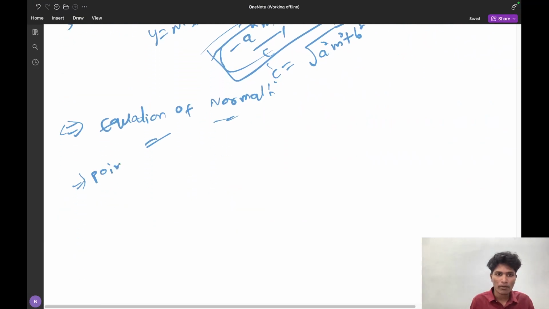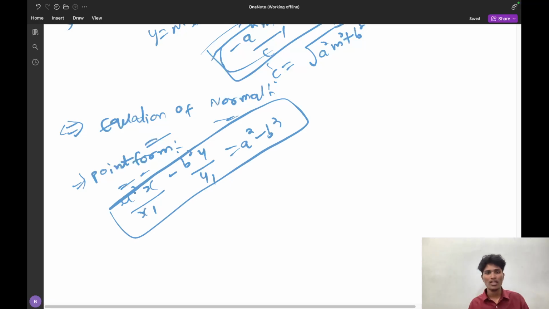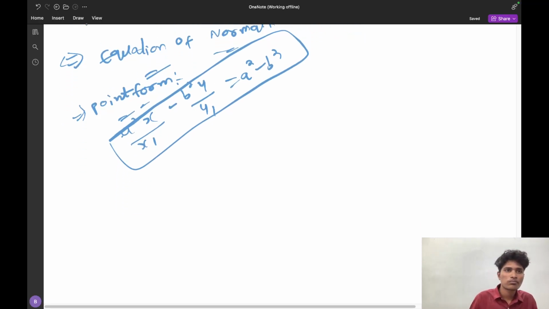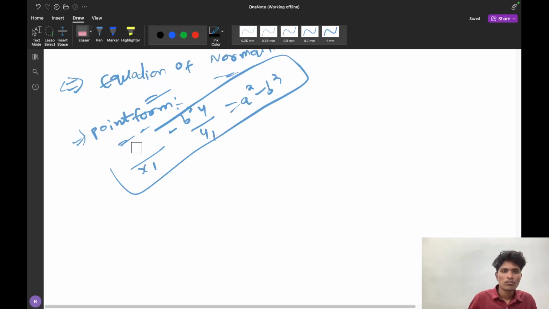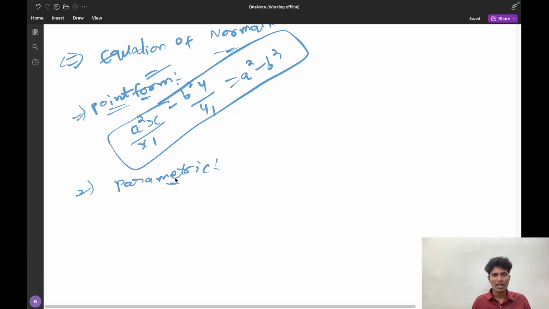Now let's discuss the point form. What is the point form equation? a square x divided by x1 minus b square y divided by y1 is equal to a square minus b square. This is the equation of normal in the point form. And next is parametric.